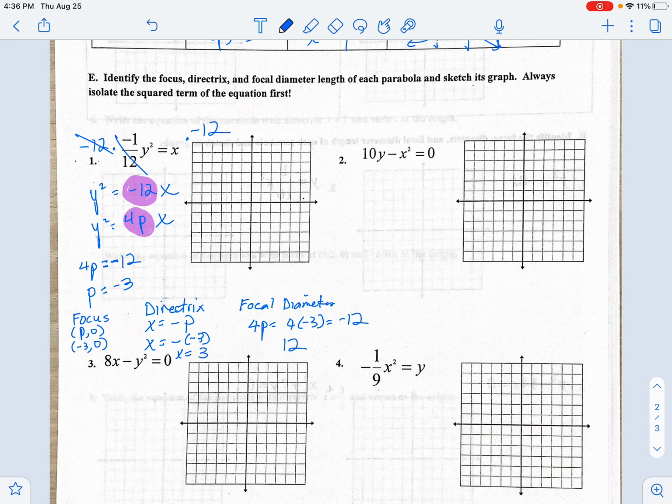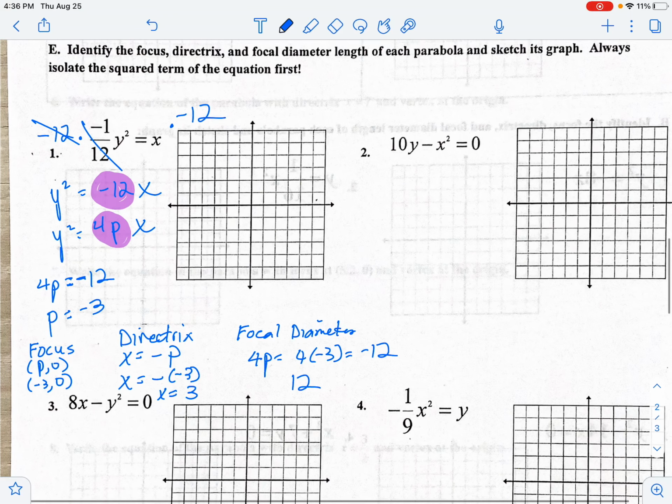So that's all the information we need to graph our parabola. If, again, you need to go over how I did that with the focus, directrix, and focal length, go back to the previous video. Okay. I'm going to do this fairly quickly. So let's see. Focus is (negative 3, 0). So negative 3, 0 here. Directrix at x equals 3.